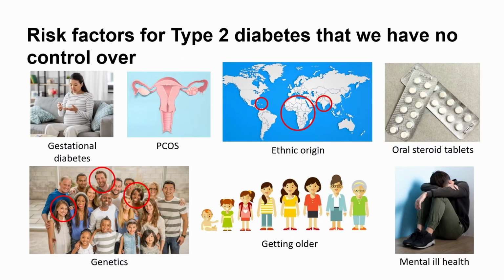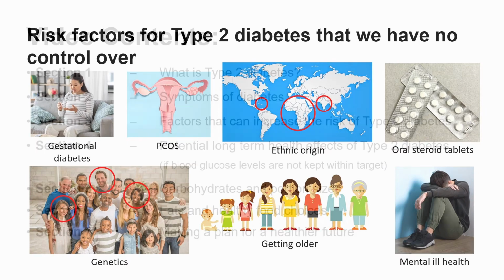Sometimes when people are diagnosed with type 2 diabetes, they may blame themselves for getting diabetes. But as we have discovered in this section, there are lots of risk factors that we have no control over. Once we have been diagnosed with type 2 diabetes, the way forward is to manage the condition and to try and keep our blood glucose within a healthy range. We will learn how to do this in the following sections.